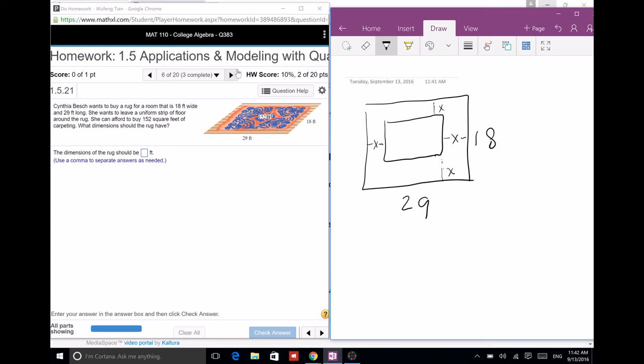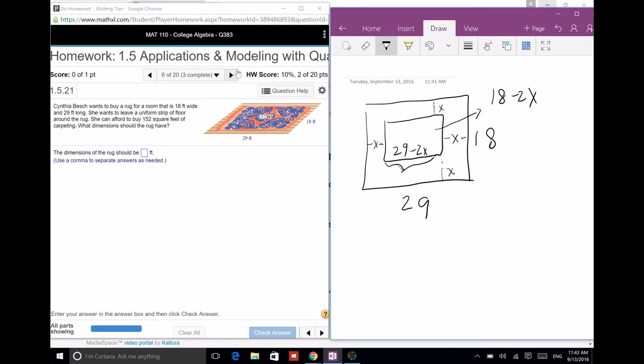So now let's set up the equation. If this is X, the rock in the middle is 29 minus 2x, the length. The other one is 18 minus 2x, okay? Because if you reduce one x from one side, the other side should have another x as well. So distance is 2x, so you have 29 minus 2x.